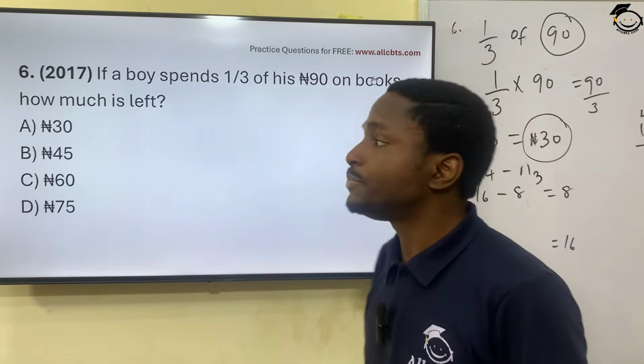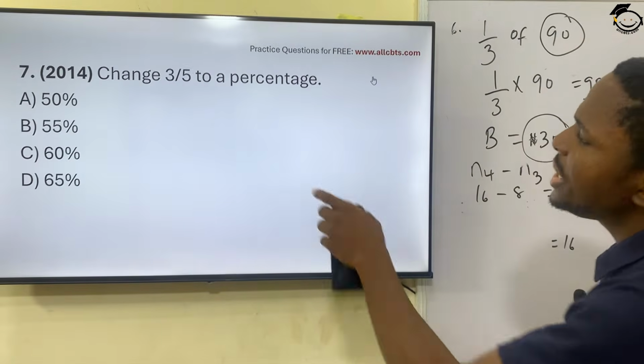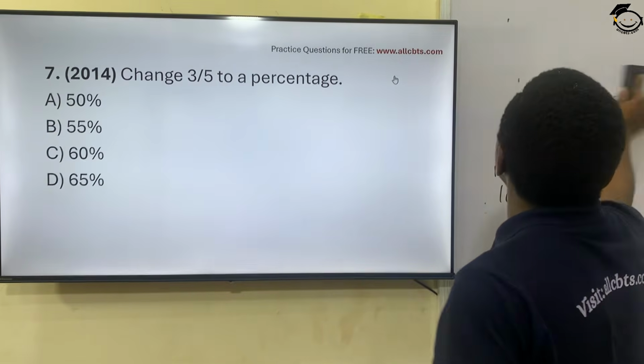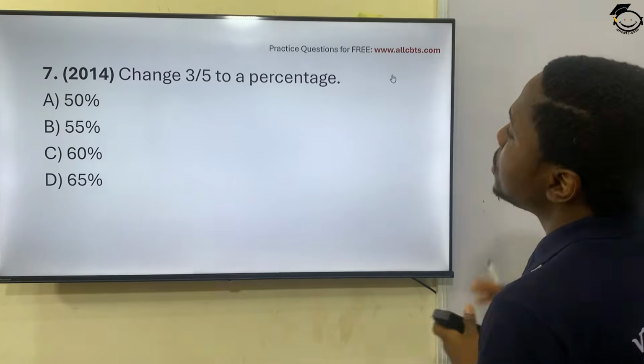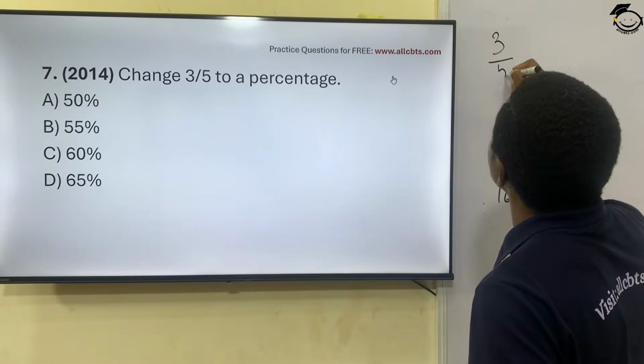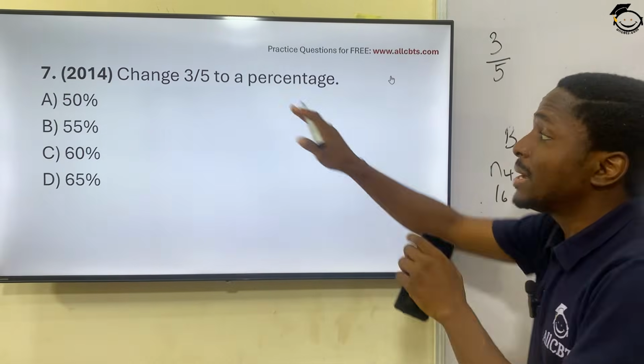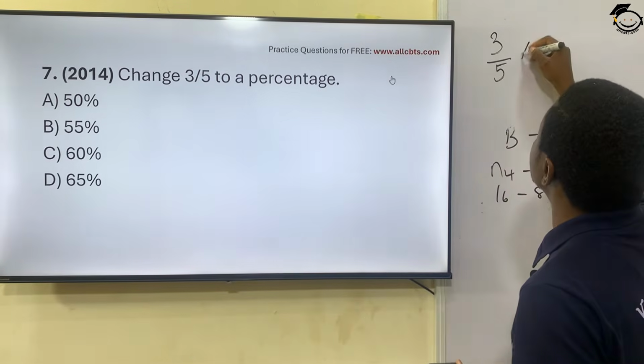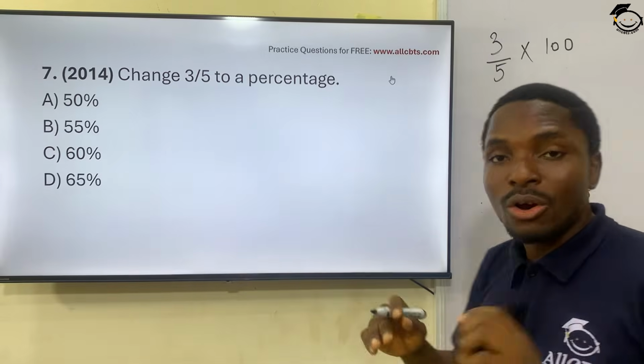Question 7 now. Change 3/5 to percentage. That's very simple. So 3/5 to percentage. When you see percentage, percentage means 100. So change 3/5 to percentage means what? We mean times 100.